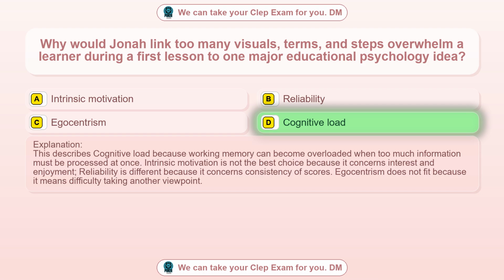This describes cognitive load because working memory can become overloaded when too much information must be processed at once. Intrinsic motivation is not the best choice because it concerns interest and enjoyment. Reliability is different because it concerns consistency of scores. Egocentrism does not fit because it means difficulty taking another viewpoint.